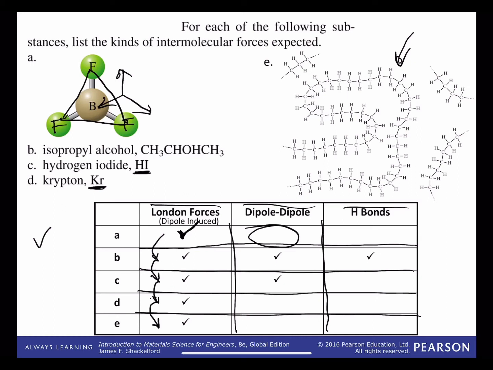A bit easy there. And then in the hydrogen bond circumstance, considering compound A again, we need a hydrogen bonded to an FON element, and I don't see a hydrogen on the BF3 molecule, so we're not going to have anything there.